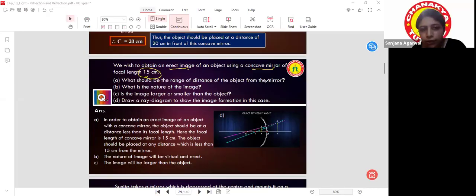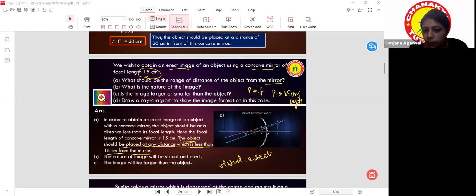What should be the range of distance of the object from the mirror? It's very simple. If we keep our object from pole to focus, that is from pole up to 15 centimeters towards the left, in front of the mirror, so the object should be placed at any distance which is less than 15 centimeters from the mirror to get an erect image. What is the nature of the image? The nature of the image will be erect, and an erect image is always virtual. Also, it will be magnified.